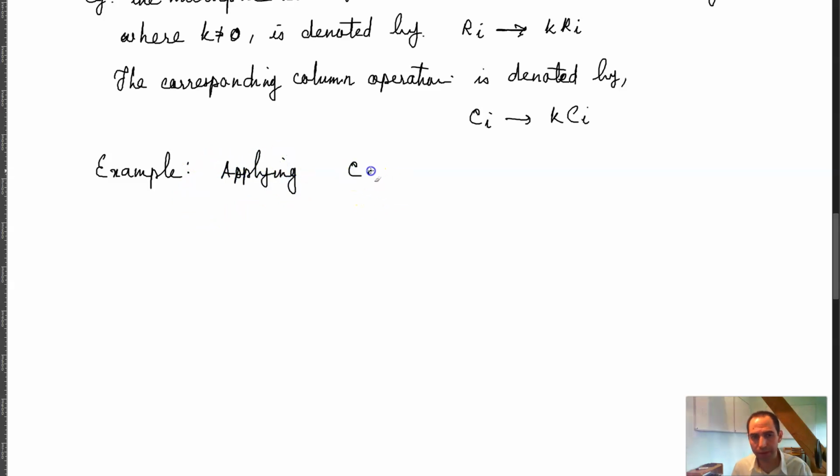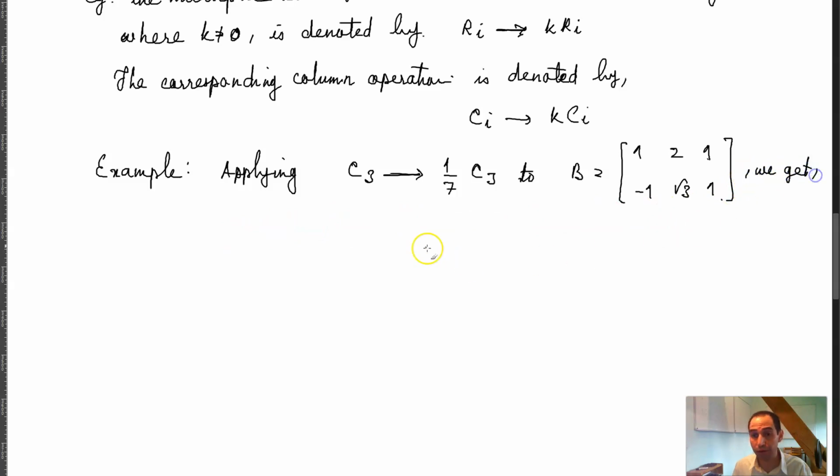For example, applying C3, that's column 3, gives 1/7 C3 to a matrix B, which is 1, 2, 1, negative 1, square root of 3, 1. So that's column 3, and you're multiplying by a factor of 1/7, meaning that you will get a 1/7 here and 1/7 here, so B becomes 1, 2, 1/7, and negative 1, square root of 3, and 1/7. Right? That's pretty simple.